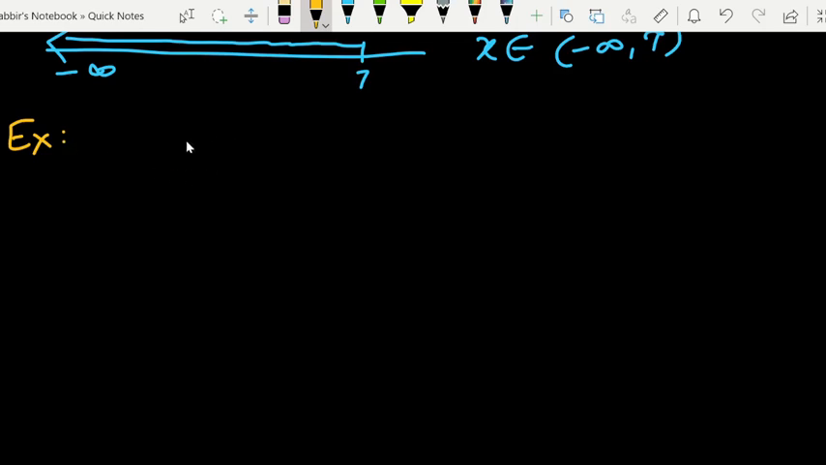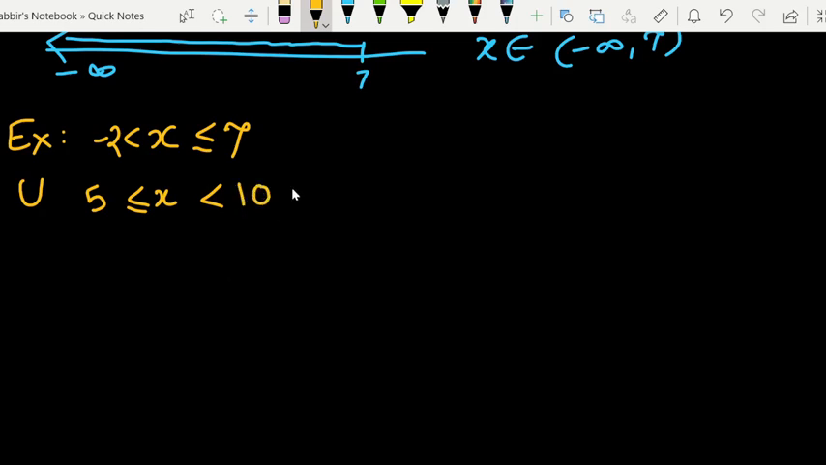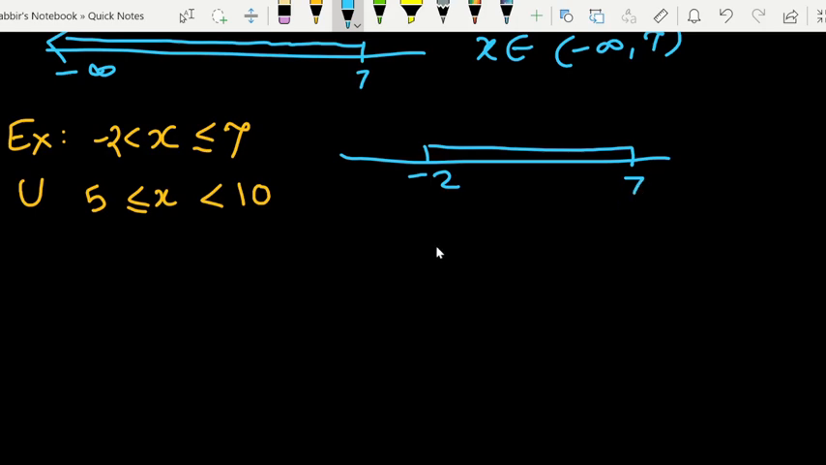x from minus 2 to 7, let's say, union x from 5 to 10. Find the union of these two. So guys, we will plot minus 2 and 7 here, let's say.